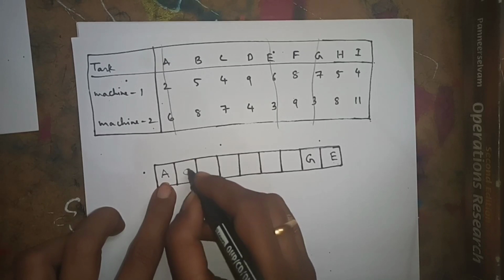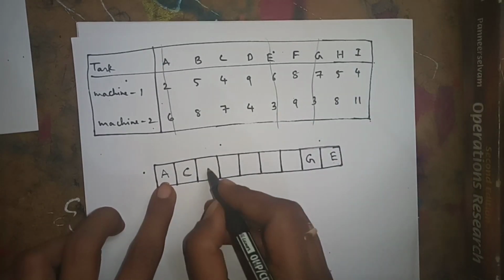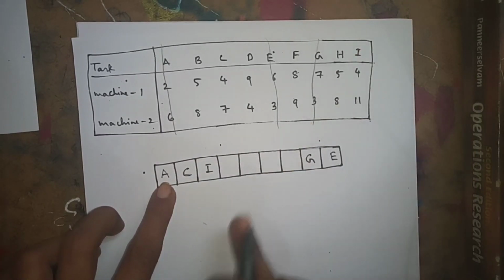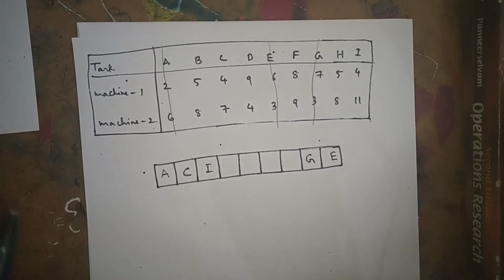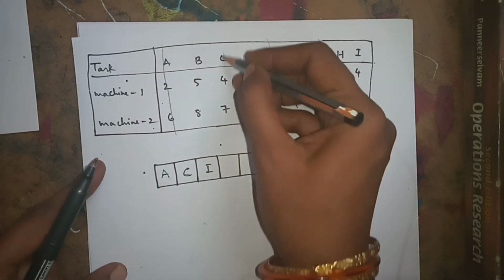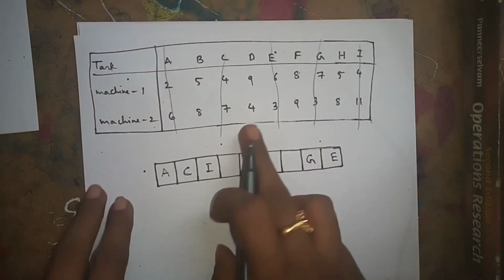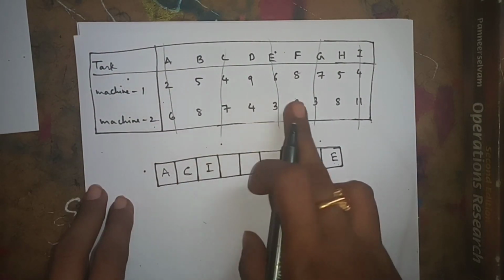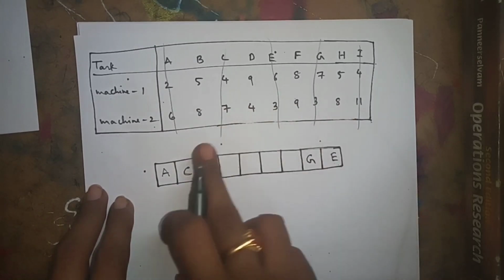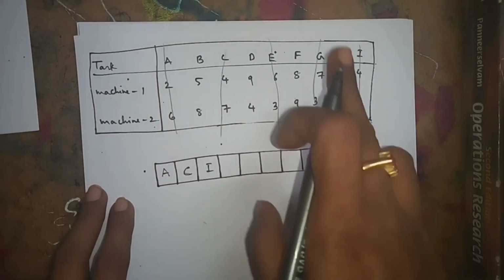First C and next I. We should write I like this. And we finished these two also. We will cancel these two also. C is over, I is also over. Out of the remaining B, F, H, the most minimum is 5.